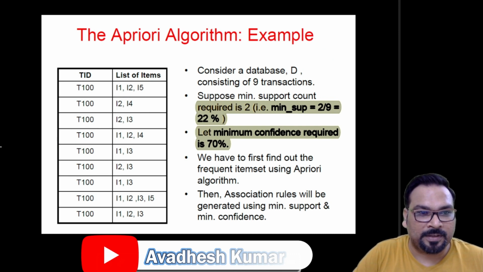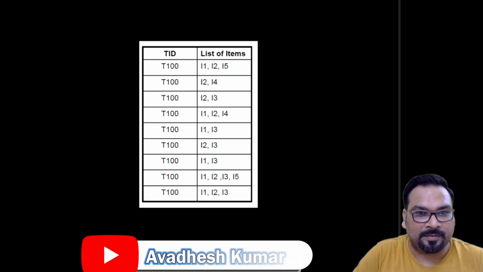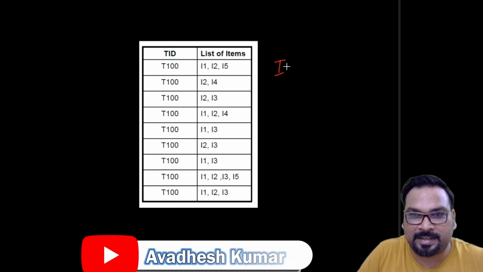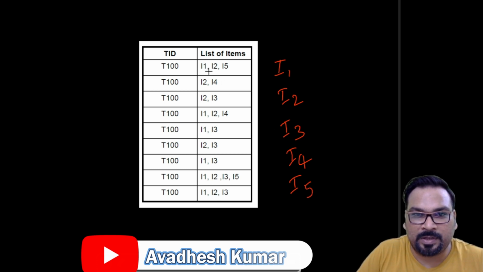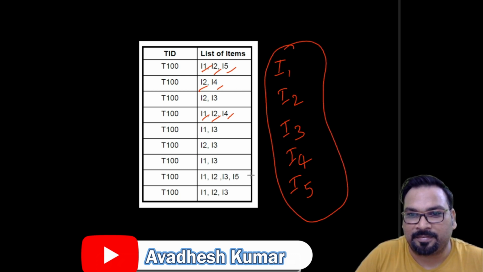So first we will see this list of items. Basically we have only 5 different items: item 1, item 2, item 3, item 4, item 5. For example, here item 1, item 2, item 3, here item 1, item 2, item 4, here item 2, item 4. So overall we have only 5 distinct items.